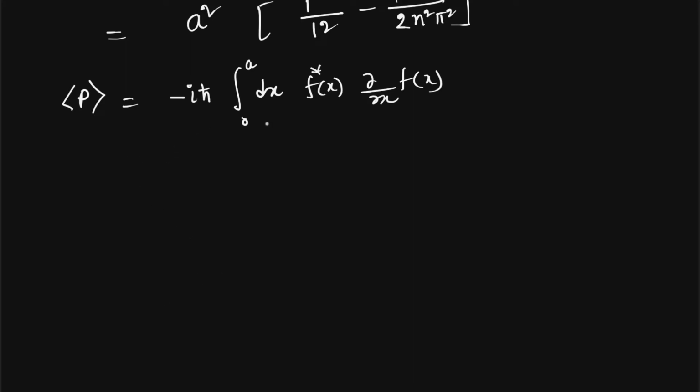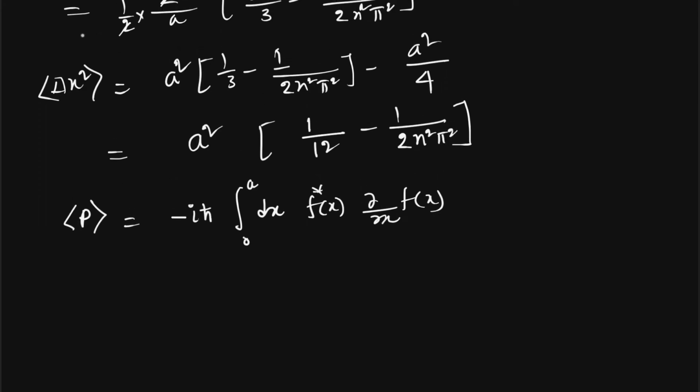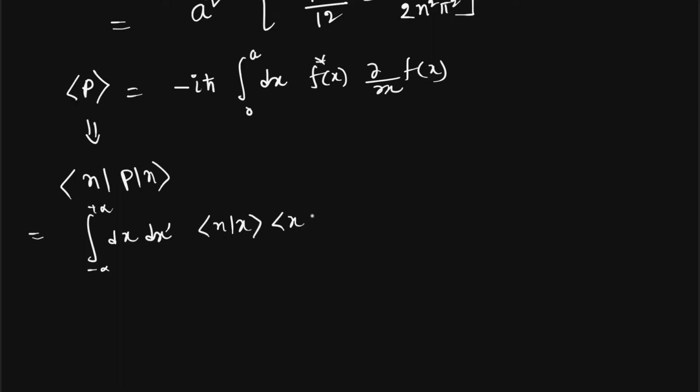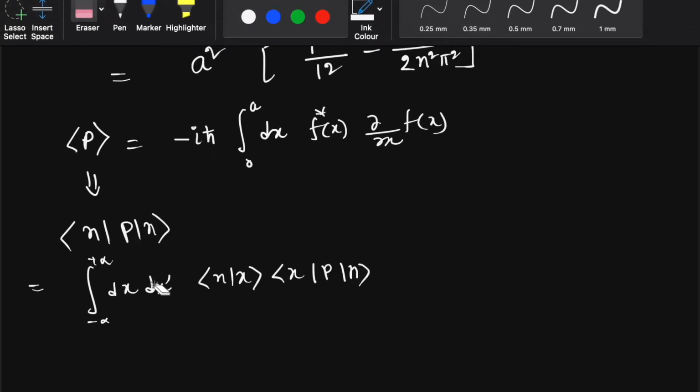So how do I get this? Let us see how this can be written as ⟨p⟩. This is equivalent to the integration from minus infinity to plus infinity dx dx prime of ⟨f|x⟩⟨x|p|x'⟩⟨x'|f⟩. There will be no need of two integrations, only one integration is enough.